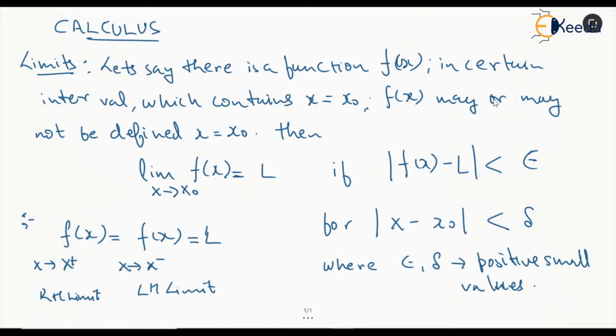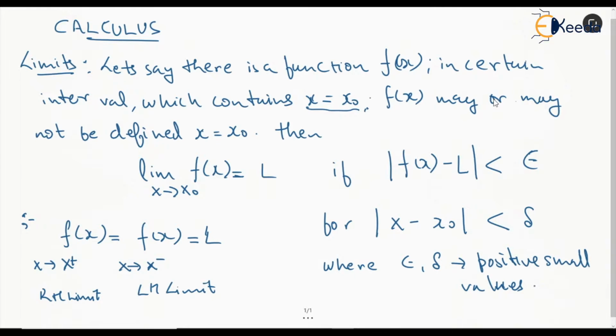So it says if a function is defined in a certain interval which contains a value x is equal to x naught, let's say this x naught is equal to 2, then this function is defined in the region such that that region contains 2. So let's say if we are talking about a region from 0 to 4 and x naught is equal to 2, so this 2 lies in that region 0 to 4. Whereas the function may or may not be defined at x equal to x naught. So it is not necessary that the function should be defined at x is equal to x naught.